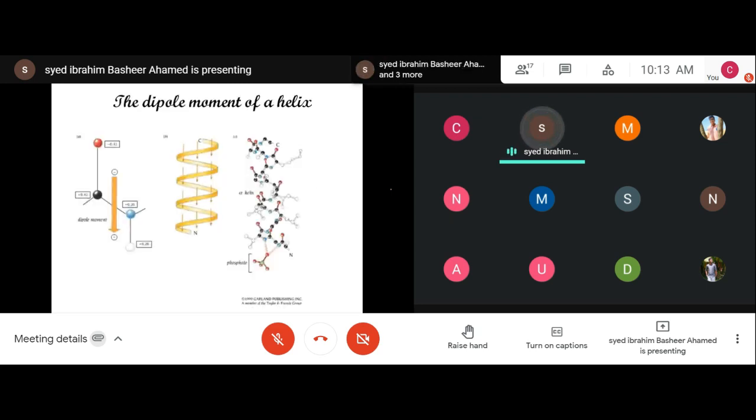The dipole moment, as I told you: this is the pen, this is the N-terminal region, and this is the C-terminal region. The dipole moment runs in this direction, from the C-terminal to the N-terminal. All these things you should remember here.